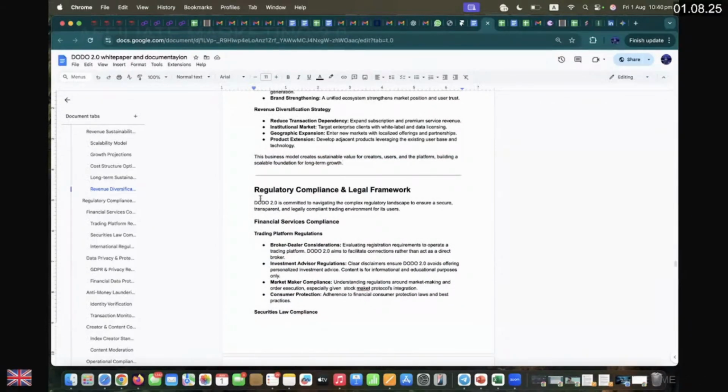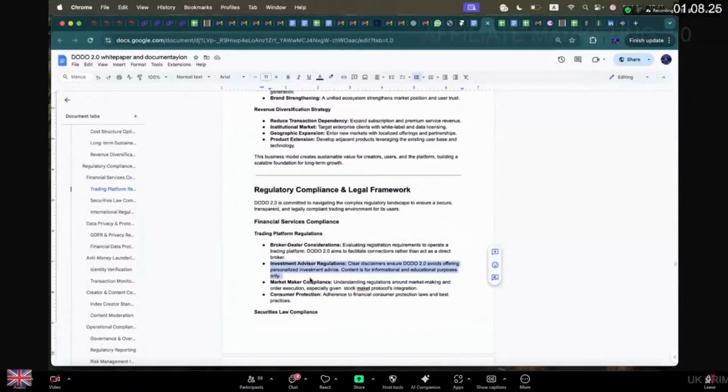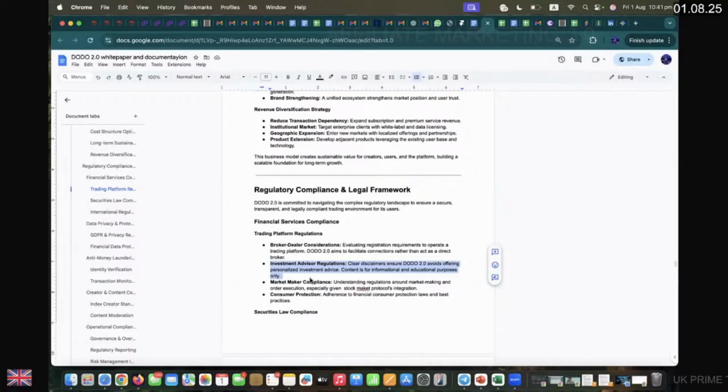Regulatory compliance and framework. DODO 2.0 is committed to navigating the complex regulatory landscape to ensure a secure, transparent, and legally compliant trading environment for its users. Financial service compliance: trading platform regulation, broker-dealer considerations. We have a direct brokerage license with Bybit and investment advisor regulations. Clear disclaimers ensure DODO 2.0 avoids offering personalized investment advice. Content is for informational and educational purposes only.